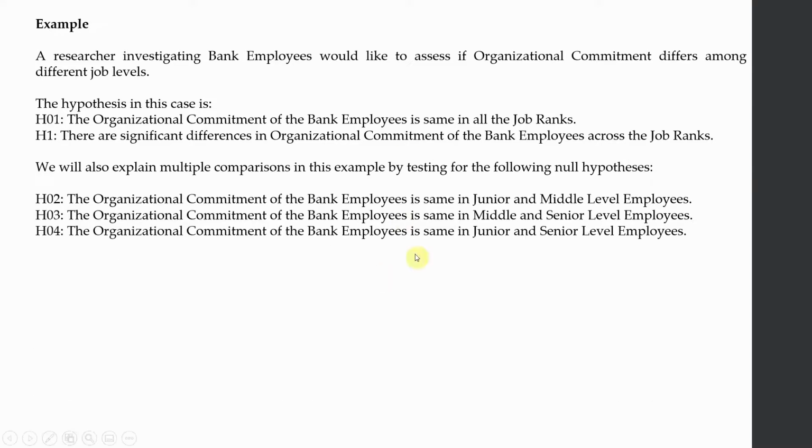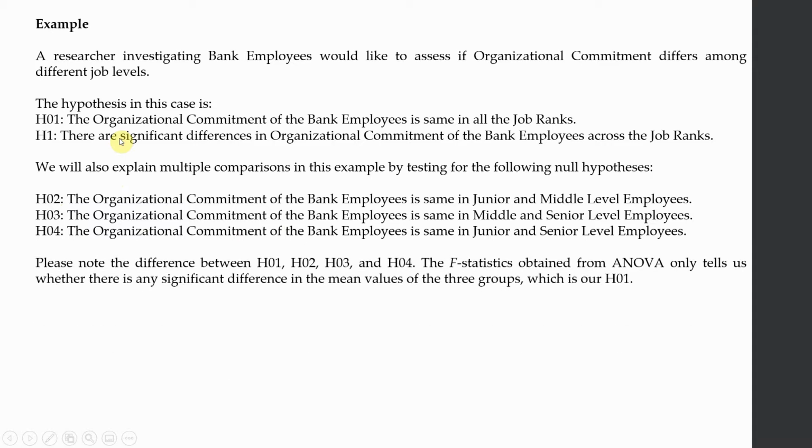So these are my specific hypotheses, H02, H03, H04. Now these are null hypotheses. You can simply change them into alternate hypotheses based on this H1. Please note the differences between H01, H02, H03 and H04.